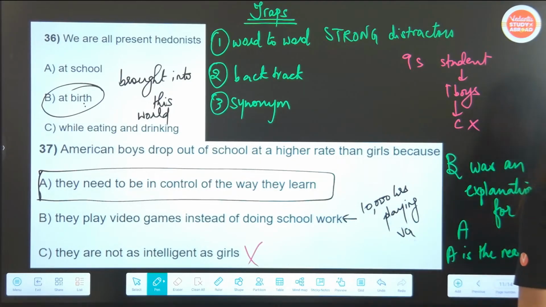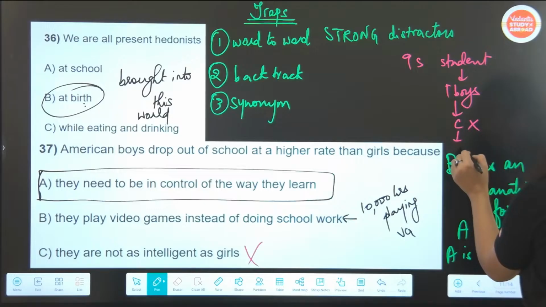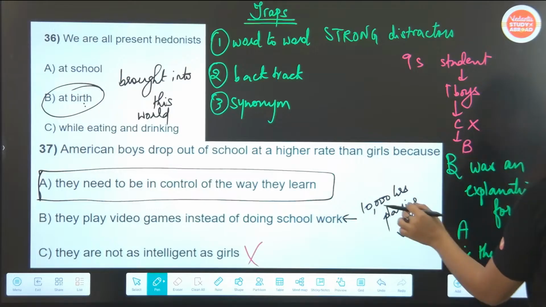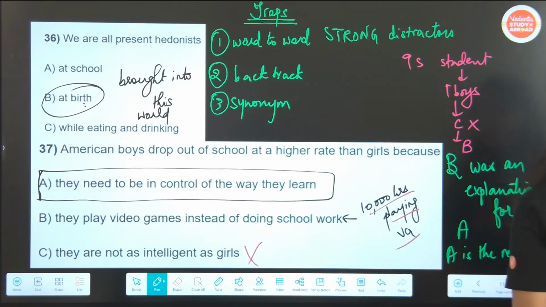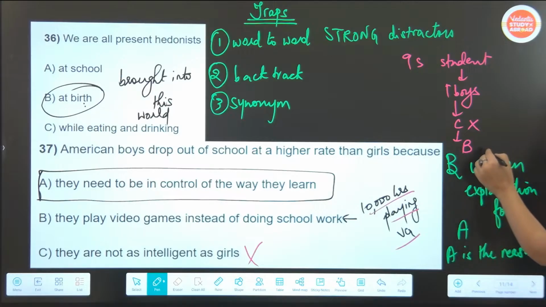States that boys in America, by the age of 21, have spent 10,000 hours playing video games. The research suggests that they'll never fit in the traditional classroom because these boys require a situation where they have the ability to manage their own learning environment.